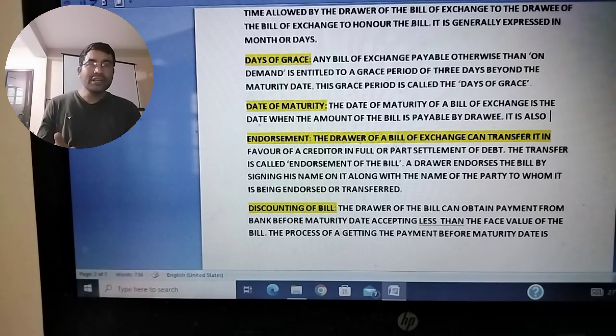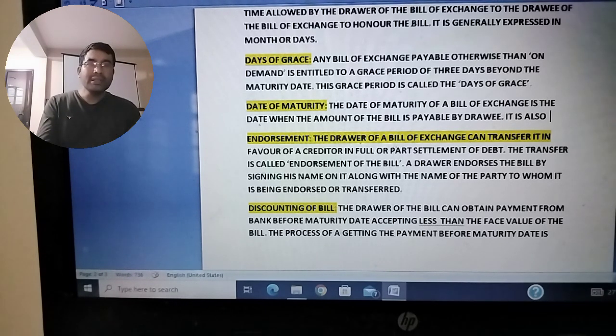But A has purchased goods on credit from Mr. C. Then Mr. C is the creditor for Mr. A, and Mr. B is the debtor for Mr. A. So if Mr. A has to pay a certain amount to Mr. C, but Mr. B has to pay a certain amount to Mr. A, then Mr. B, instead of paying Mr. A, can directly pay Mr. C to settle the amount. So this is what is called endorsement.